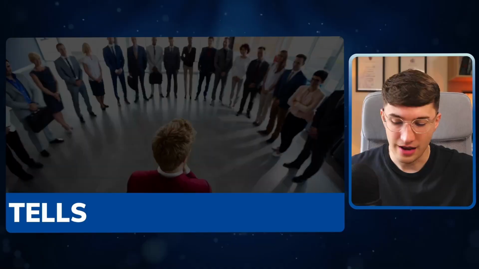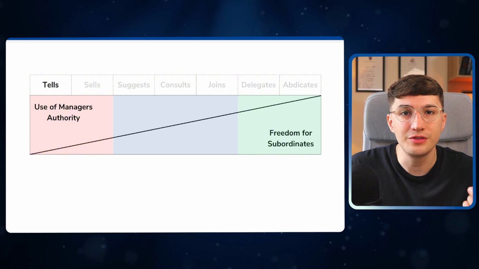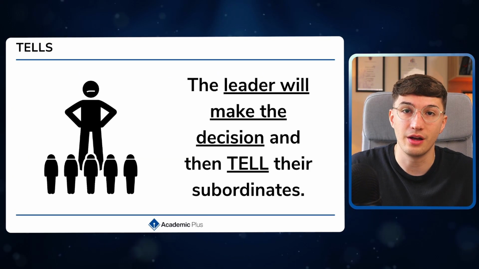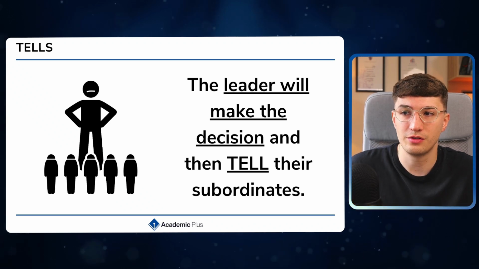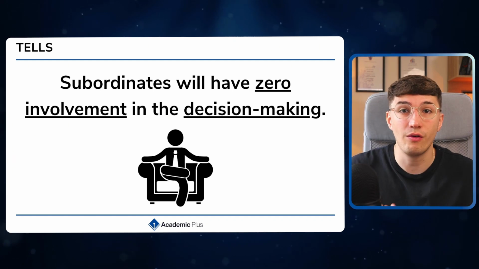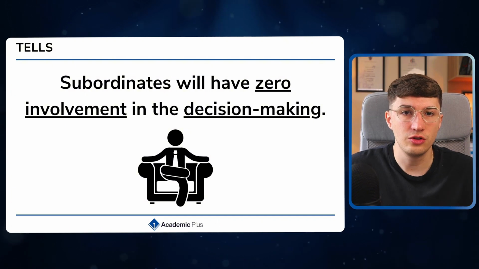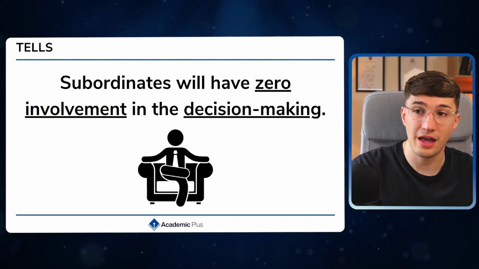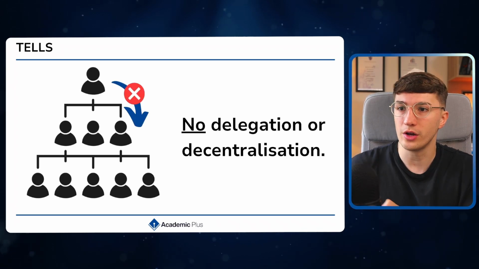And the first section of our Tannenbaum Schmidt Continuum will be the managers and leaders that tell. Now, this is obviously on the far left, and this is our most extreme case of an autocratic leader. It's in the name. The leader will make the decision and then tell their subordinates about that. And because of this, there will be very little, if not zero, involvement from the subordinates in the decision making. So the leader themselves are not really consulting their subordinates, they're not asking for their opinion. It's this one-way flow of communication. We're not opening a two-way dialogue.